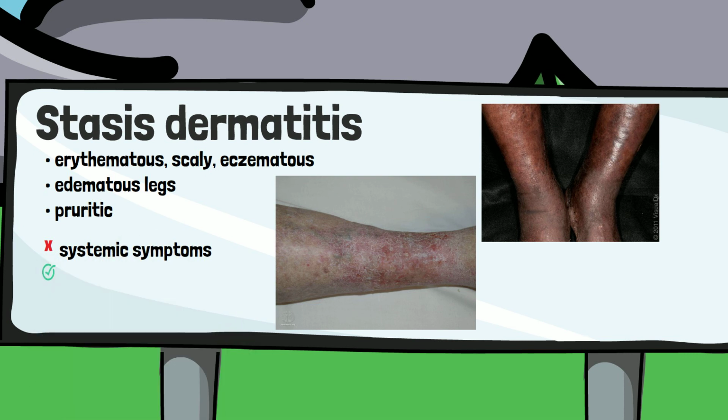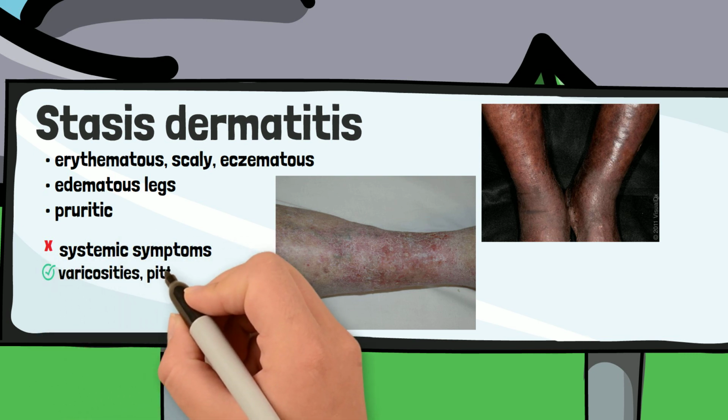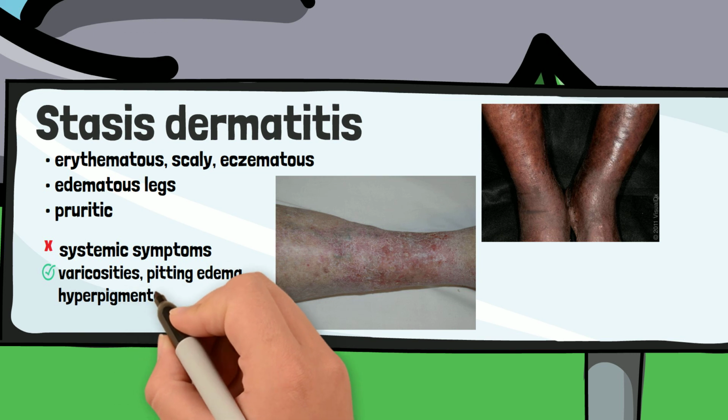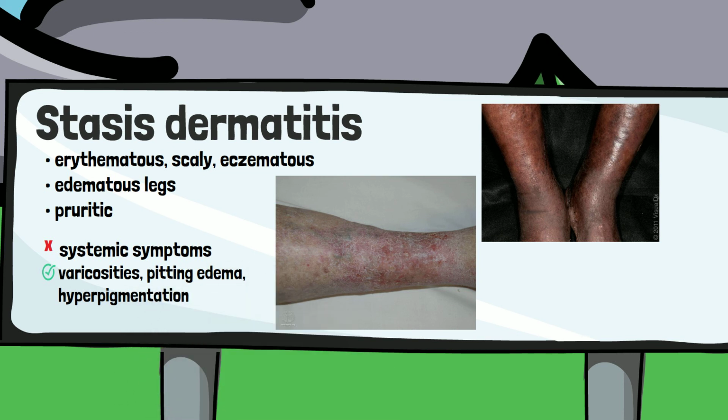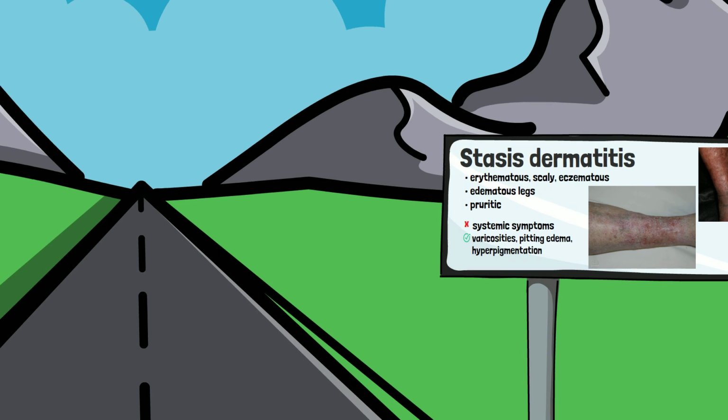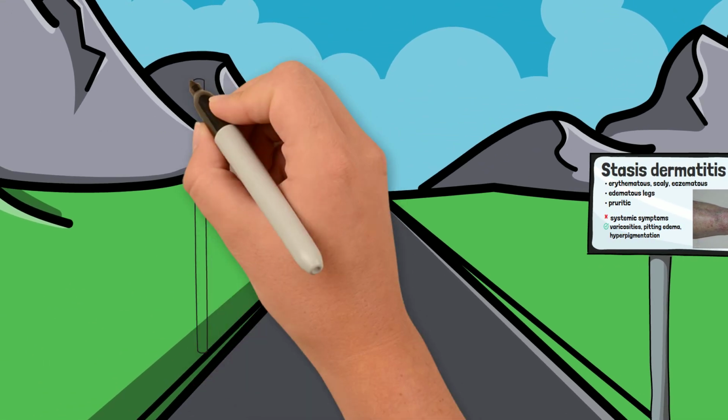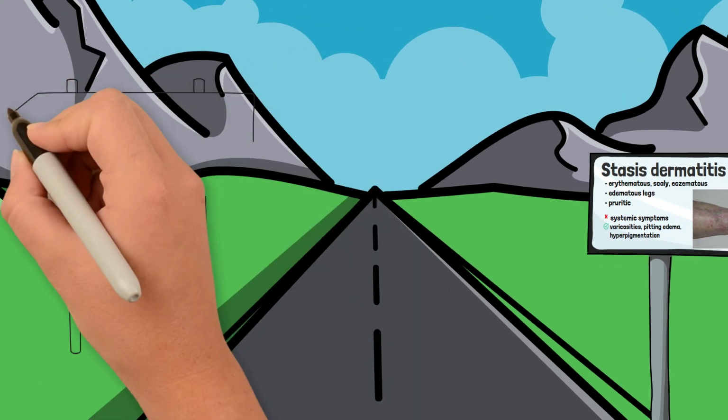Past history of venous insufficiency, including varicosities, pitting edema, and hyperpigmentation, will lead you towards the diagnosis of stasis dermatitis. Having stasis dermatitis in turn can lead to increased risk of cellulitis and contact dermatitis due to the disruption in the skin barrier.